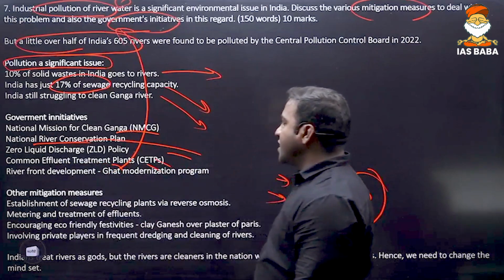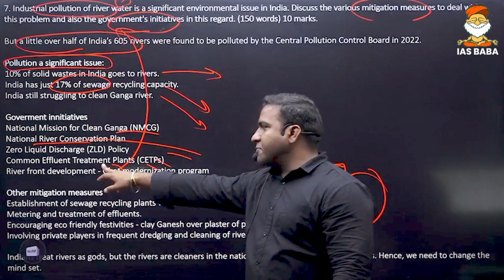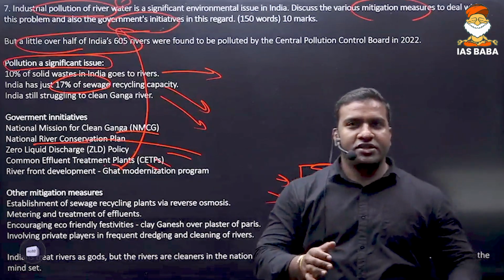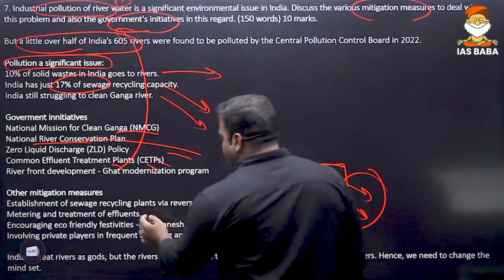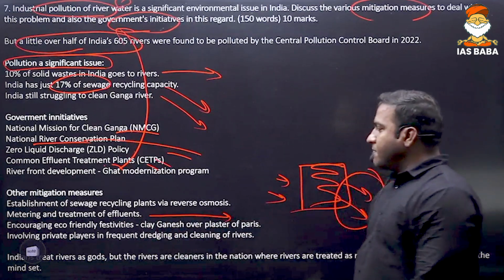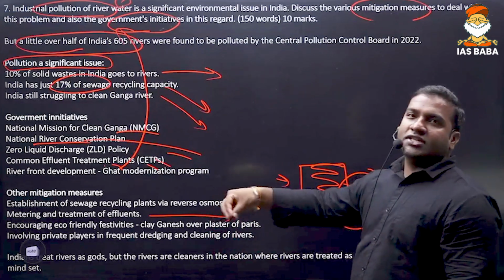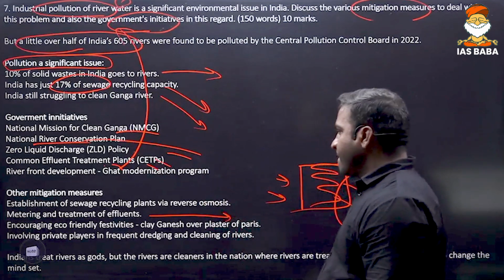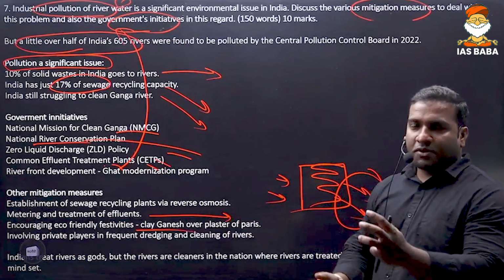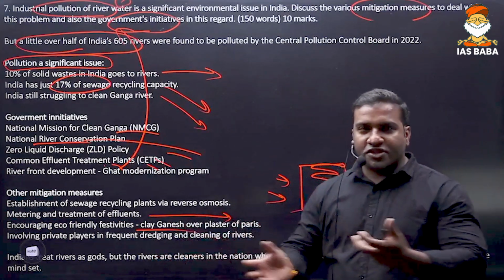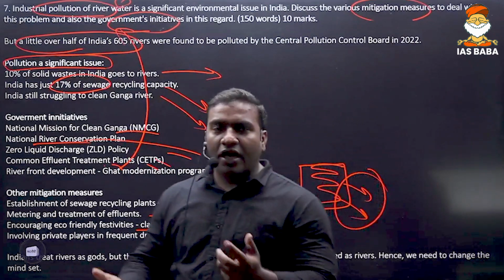Then metering and treatment of effluents. It is not just the treatment through the common effluent treatment plants, but also metering. Yes, this company is releasing this much, so this much money has to be deducted. Whether you have to penalize, whether we have to make them pay for the waste, that is also a good thing, to disincentivize waste production. Then encourage eco-friendly festivities. For example, friends, if you reduce the pollution from the festivities, rivers can tolerate some pollution from the industries which are unavoidable.